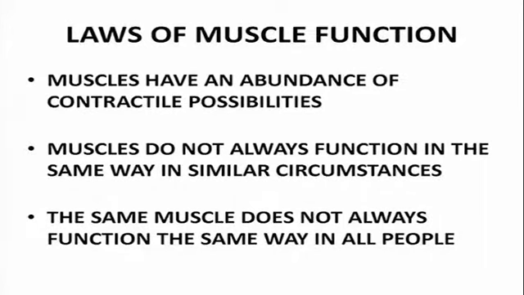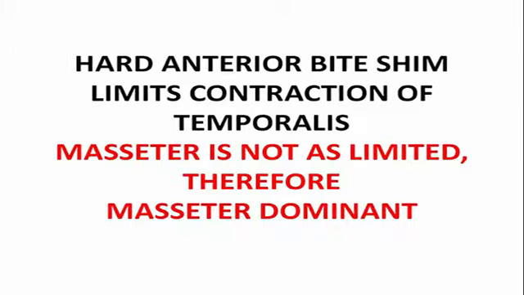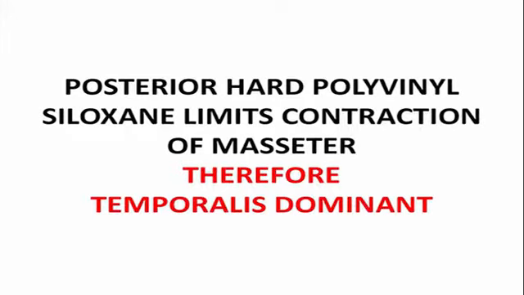Let's talk about muscle function. Muscles have an abundance of contractile possibilities. Muscles do not always function in the same way in similar circumstances. The same muscle does not always function the same way in all people. And so we have the regular anterior bite. Hard anterior bite shim limits the contraction of the temporalis. The masseter is not eliminated, therefore masseter dominant. The maxillomandibular registration 2, we call it also the distraction bite.